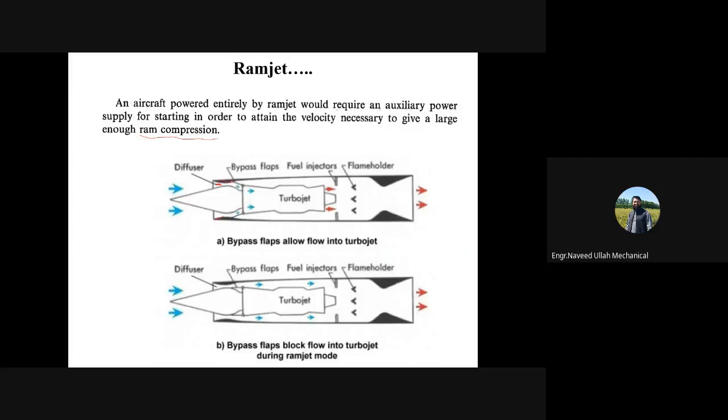And can you see these bypass flaps? Yahan pe doors hoti hai, bypass flaps ya doors hoti hai, ठीक है? ये फ्यूल इंजेक्टर है, ये फ्लेम होल्डर है, और यहाँ पे एग्जॉस्ट नोजल है, राइट? सो बाईपास फ्लेप्स अलाउ फ्लो इनटू टर्बोजेट. तो इनिशियली बिकॉज टू इनिशिएट द रैम एयर कंप्रेशन यू नीड टू गिव सर्टन वेलोसिटी टू दिस रैमजेट. तो वो बेसिकली ये बूस्टर है, ये टर्बोजेट इस केस में बूस्टर है.